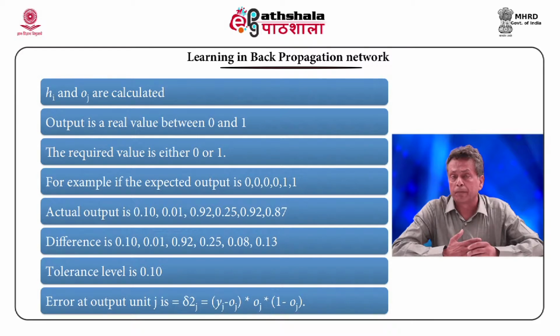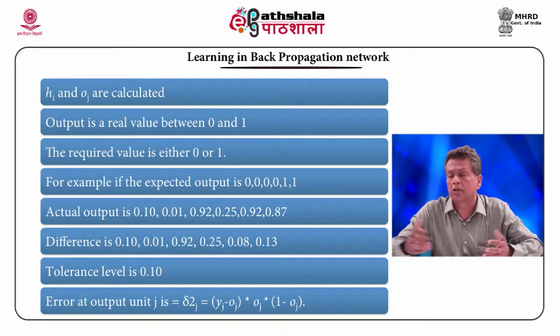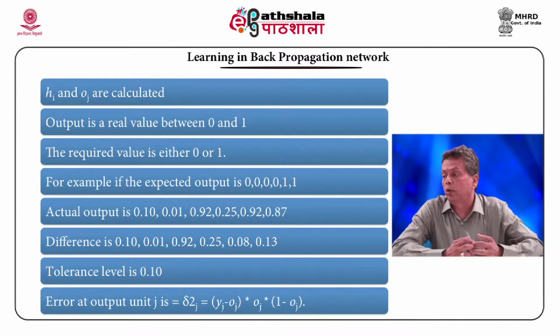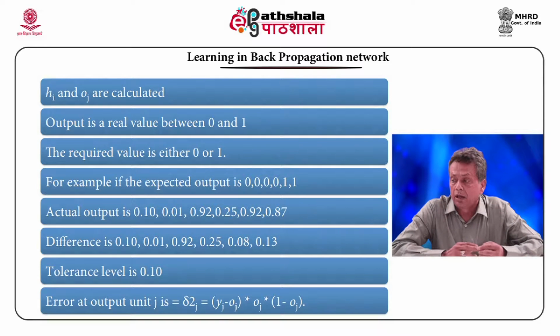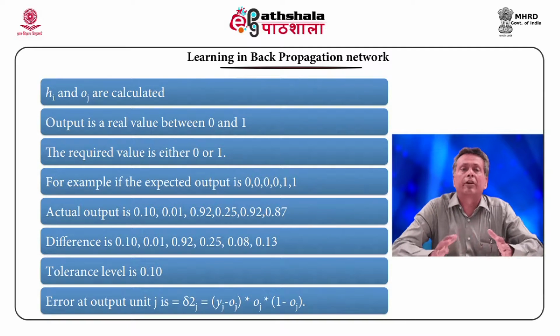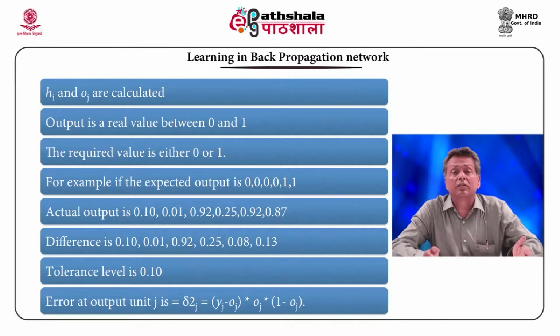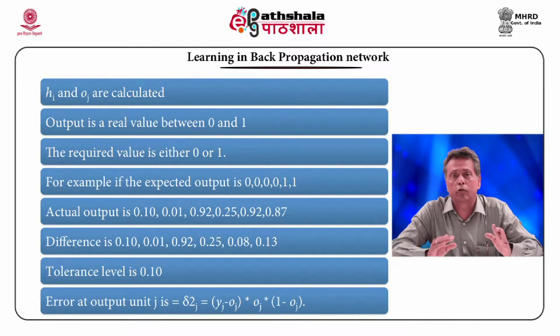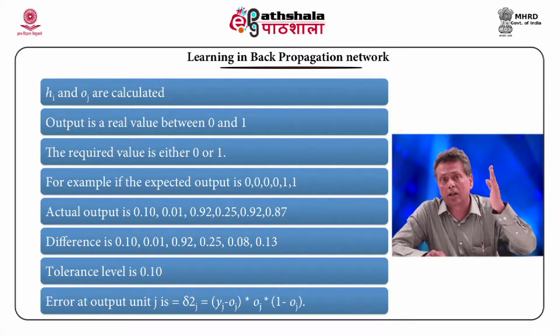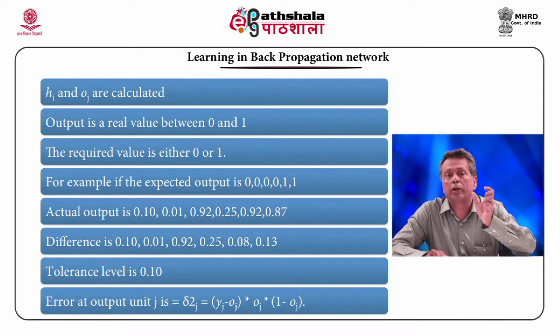Now, how that problem can be solved, or rather how to handle that, is the first thing that we will discuss. Better look at the PowerPoint now. It says that the actual output that you get is 0.1, 0.01, 0.92, 0.25, 0.92, 0.87, when what I actually want is 0, 0, 0, 0, 1, 1. Now, what you are supposed to do is find out the difference. What is the difference? The difference basically is the error, okay, in the absolute form. What I want is 1 and what I get is 0.5, so the error is 0.5.